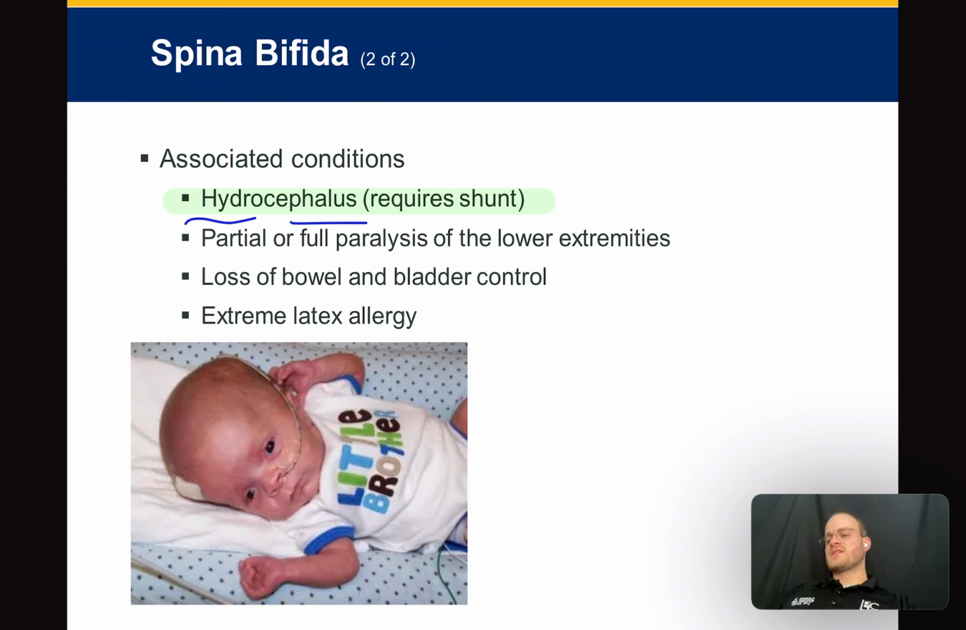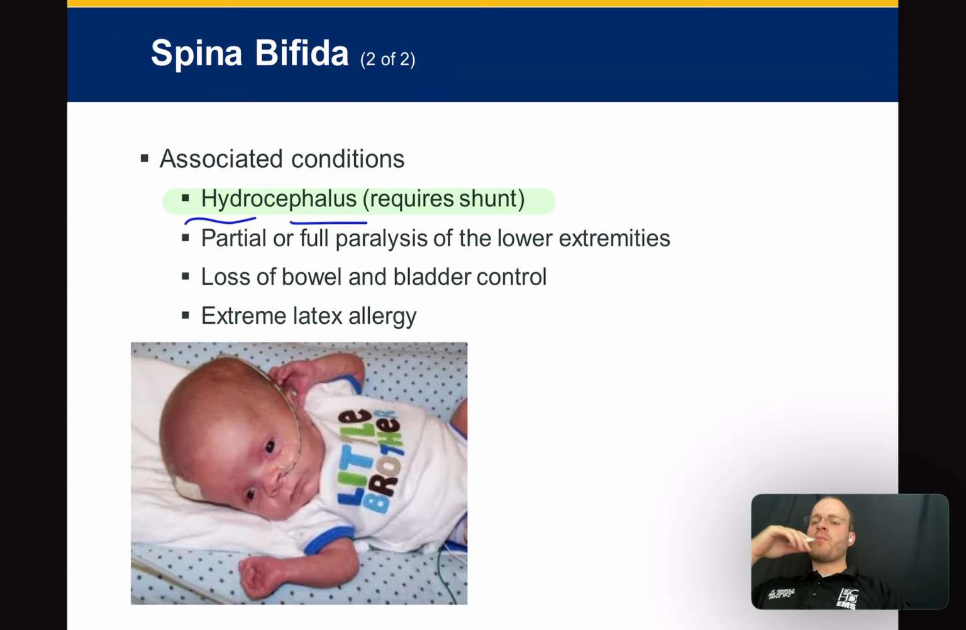Sometimes we have to put in what's called a shunt, which I'll show you a picture of, where we put a tube that drains this fluid down into the body. This is a kid with hydrocephalus, and you see how big his head is. Remember, the baby's skull is not fully fused yet, so the head can get really, really big when you pump it full of water, or cerebral spinal fluid, and that's where you'll get this problem.